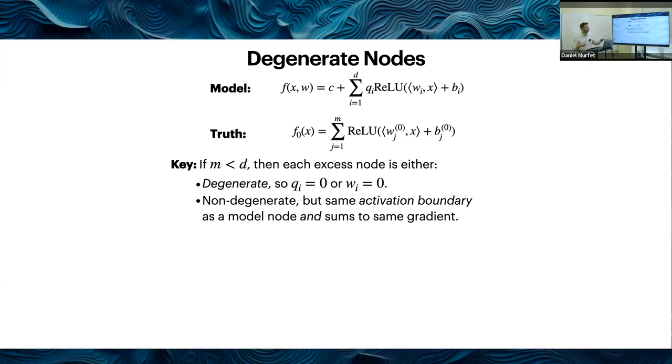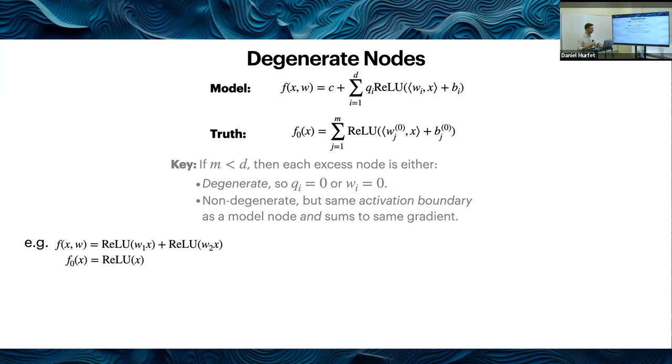So your node can be non-degenerate, but it has to share the same activation boundary as one already in the truth. And it has to satisfy some sort of gradient summing accounting business. So this is very easy to see with this particular setup here.